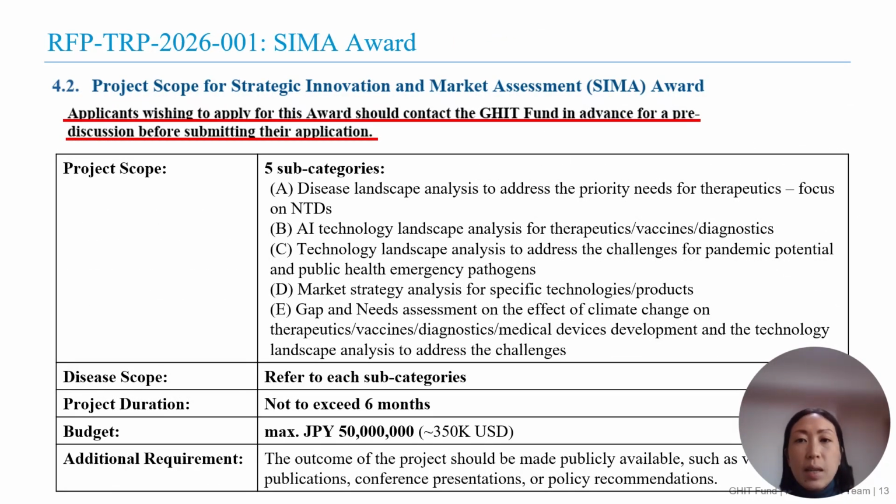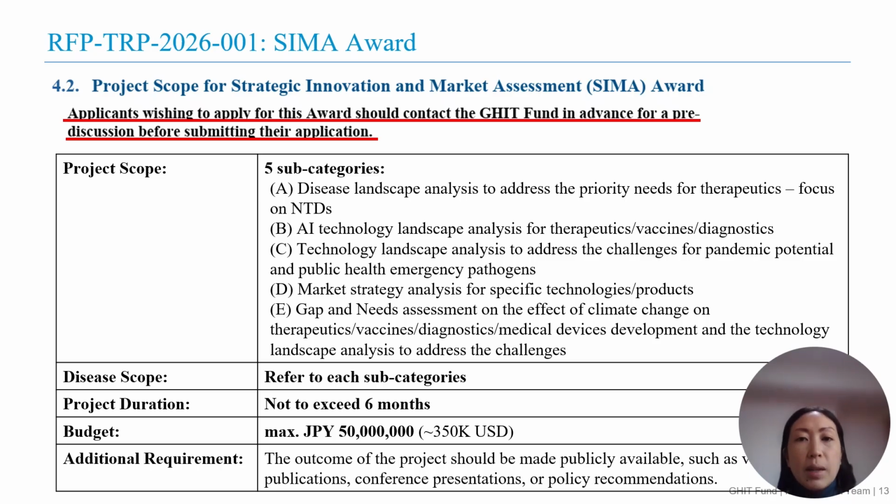Let us now look at the SEMA Award, which stands for Strategic Innovation and Market Assessment. SEMA supports projects that conduct landscape analysis or market strategy research. For this RFP, there are 5 subcategories, each with different disease and project scopes. If you are interested in applying, please refer to the RFP for details. One unique requirement is that the project outcome must be made publicly available, for example, by the GHIT website or publications.